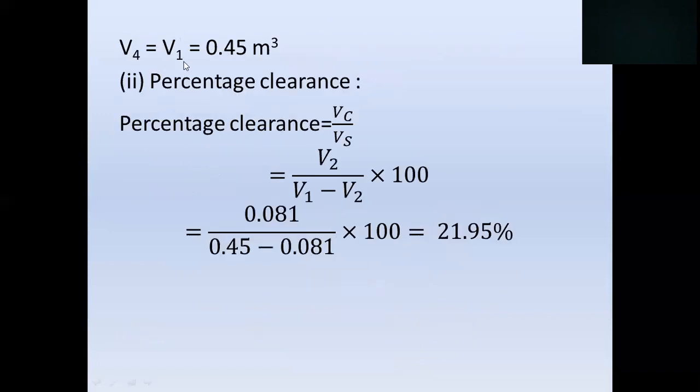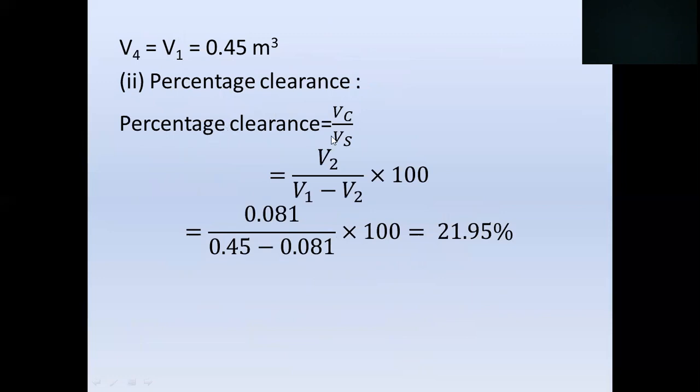V4 value and V1 value is same. Process 4 to 1 is constant volume heat rejection process. Therefore, V4 is equal to V1 is equal to 0.45 meter cube.